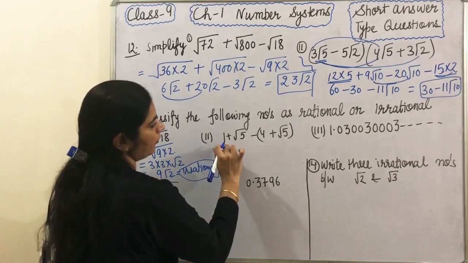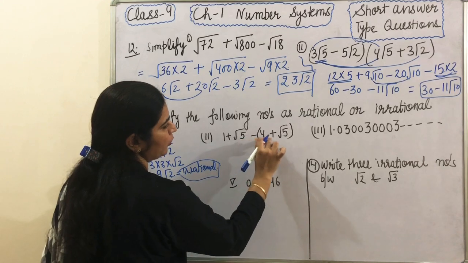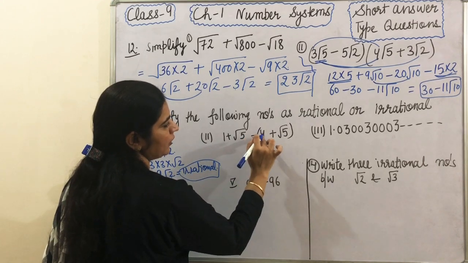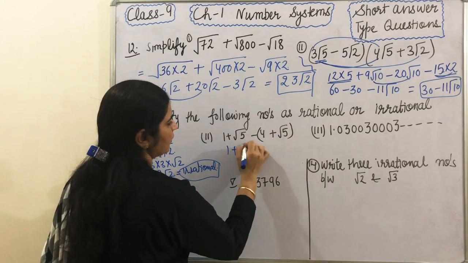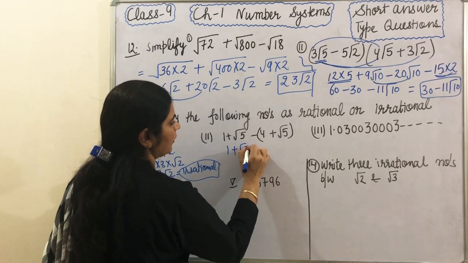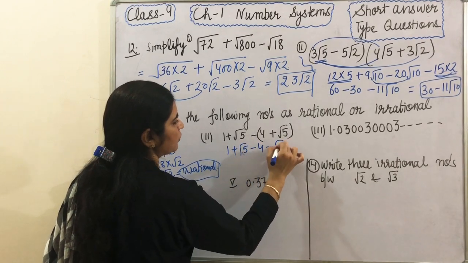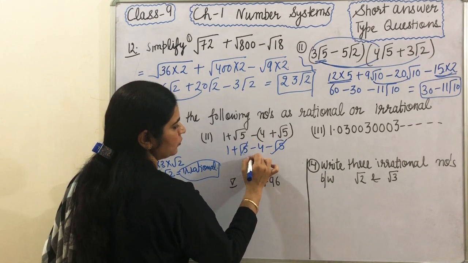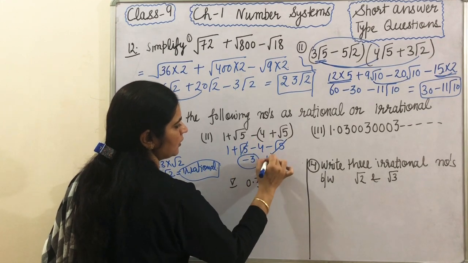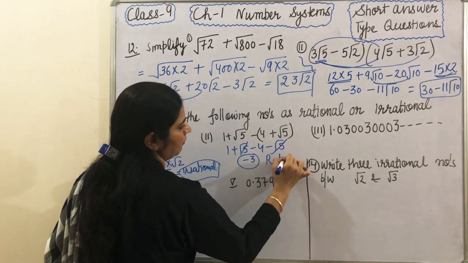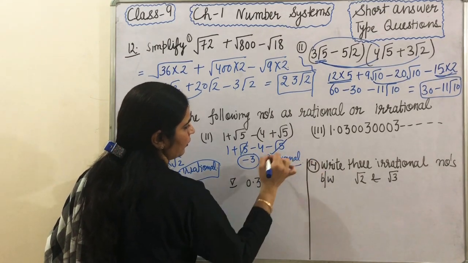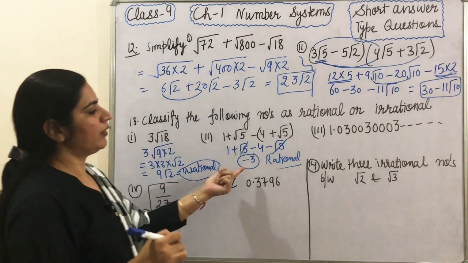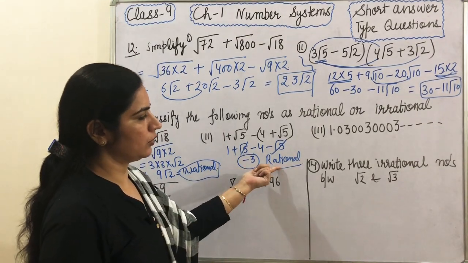Second part, 1 plus root 5 minus (4 plus root 5). Negative sign is there. When we open the bracket, the sign will be changed. Here it is minus 4 minus root 5. Root 5 cancels. 1 minus 4 is minus 3, which is a rational number. Because roots are cancelled, the number left is minus 3, which is a rational number.